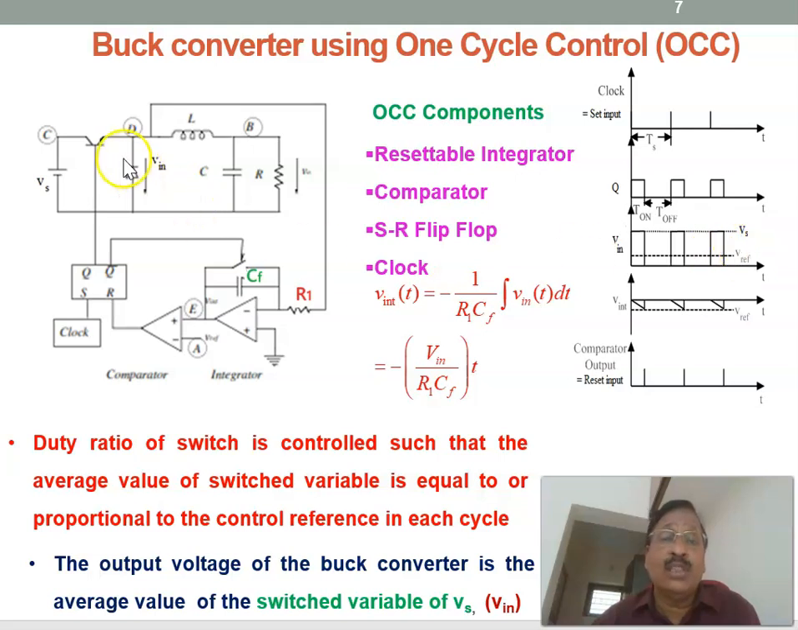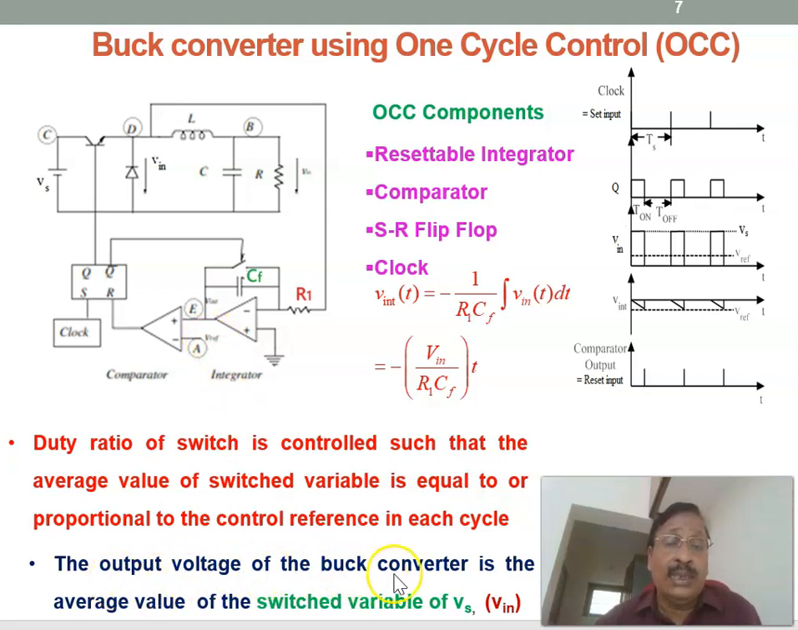And the average value of this voltage will be available as the output voltage, the same as the reference voltage. Therefore, this is the way in which it is working. The duty ratio of the switch is controlled in such a way that the average value of the switched variable, that is the voltage at the input of the low pass filter or across the freewheeling diode, is proportional to the control reference voltage. So the average value will be obtained at the output the same as the reference voltage.